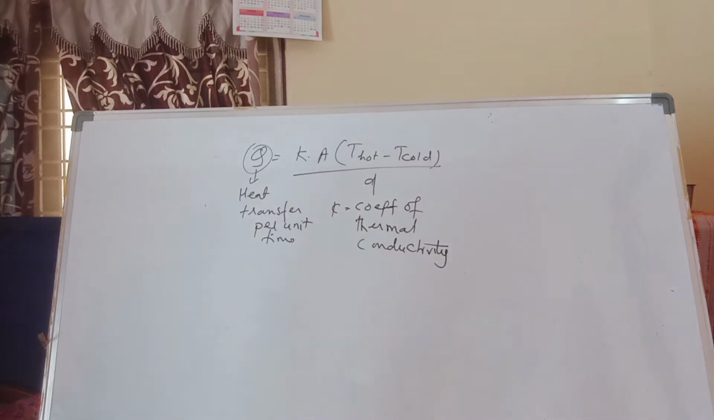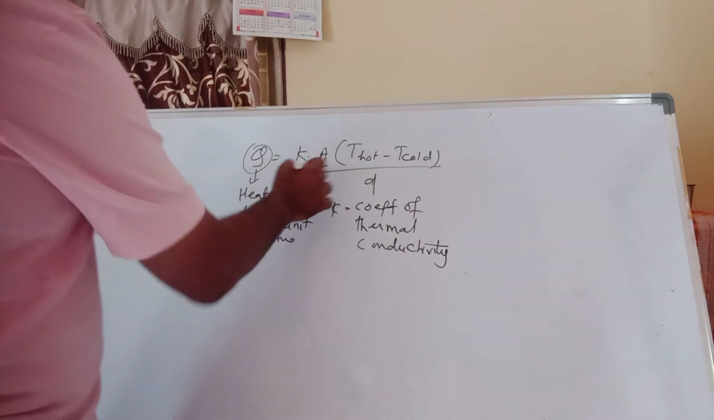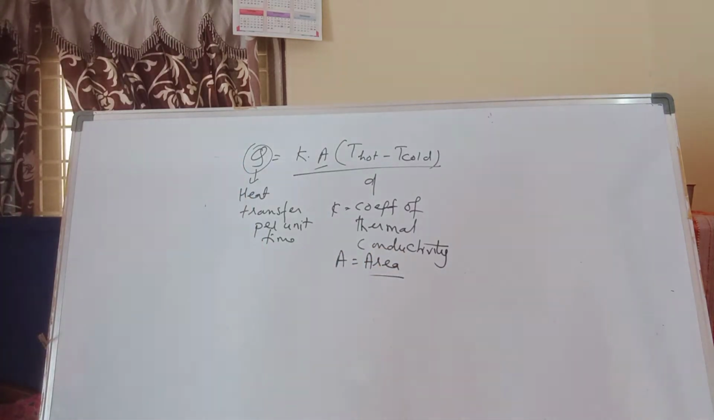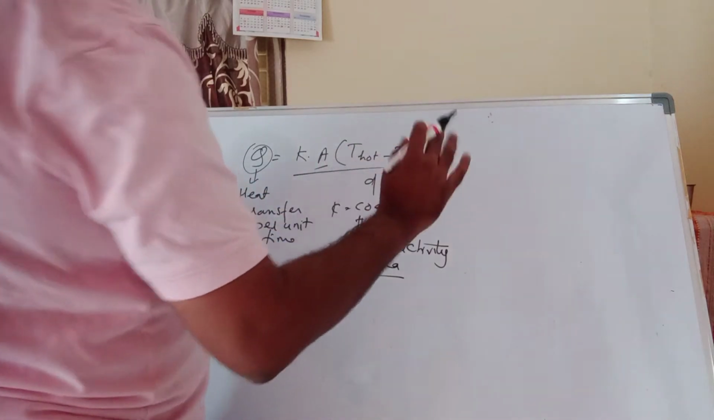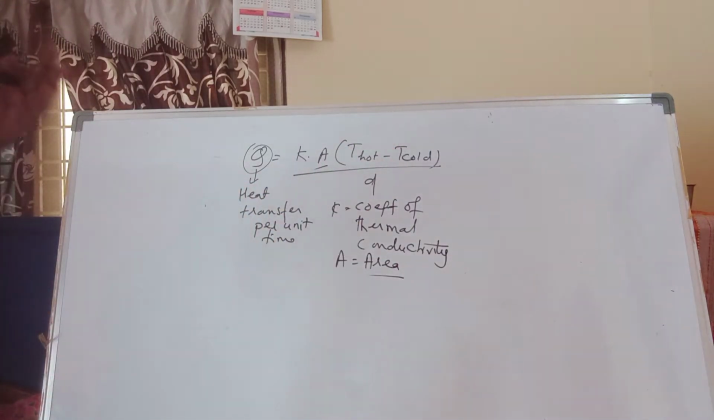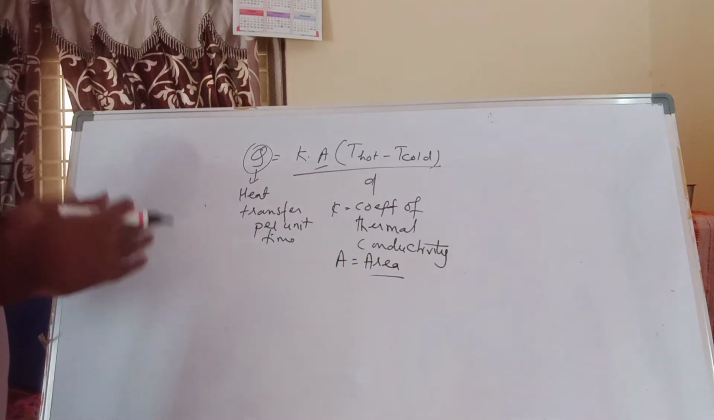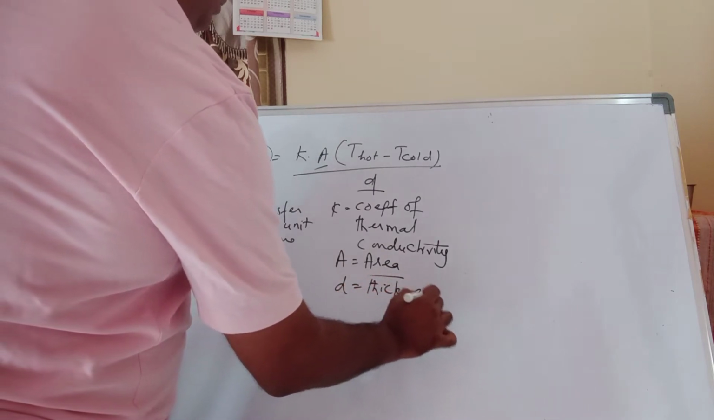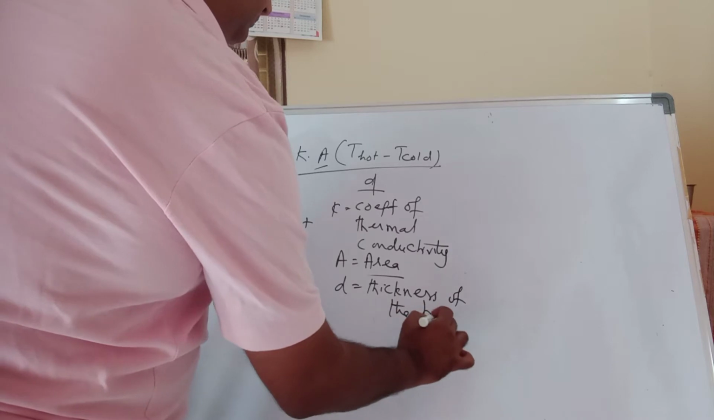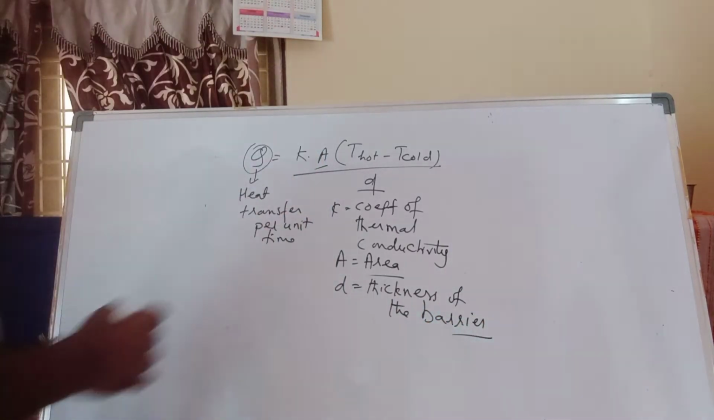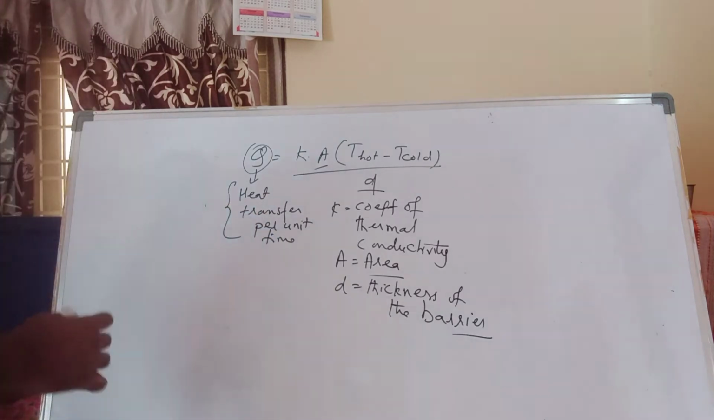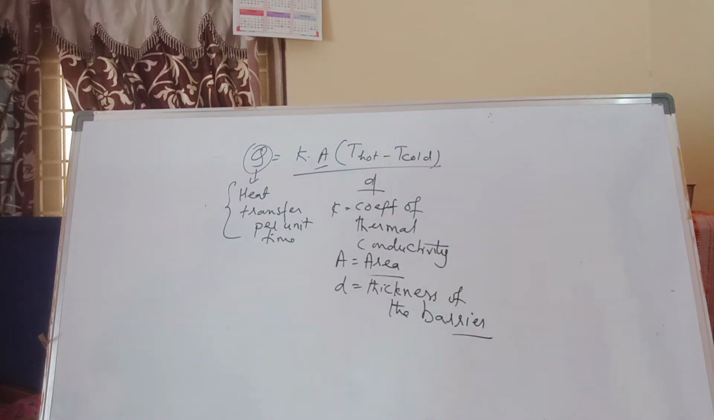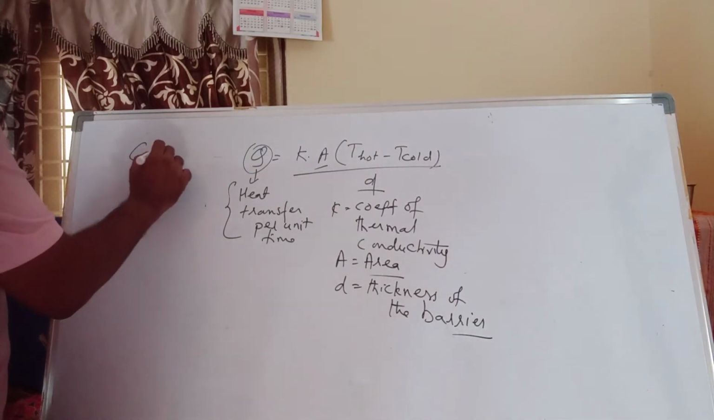Different materials will have different coefficients of thermal conductivity. A is the area of the surface or the barrier. T hot minus T cold is the difference in temperature. The heat is transferred from the object at higher temperature to the lower temperature. D is the thickness of the barrier. This is the equation you use. Here heat transfer is per unit time. If you multiply with the total time, you get the total heat transfer. Okay. So this is the equation you use for conduction.